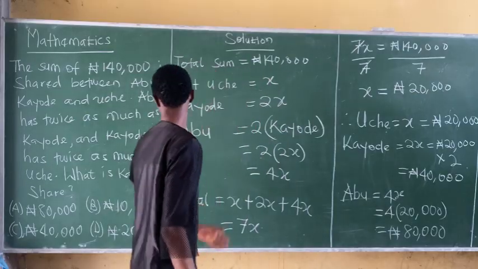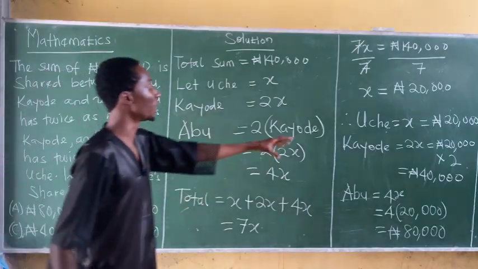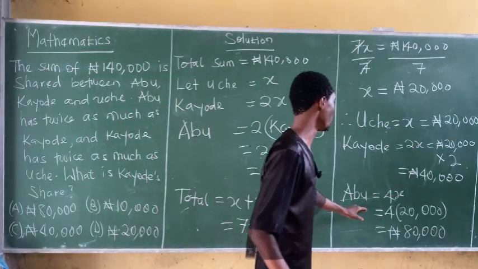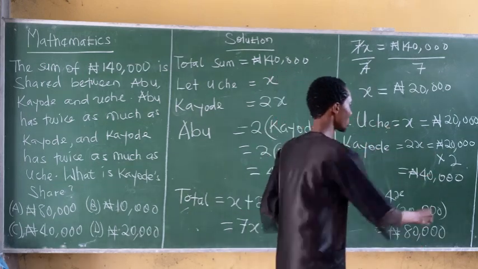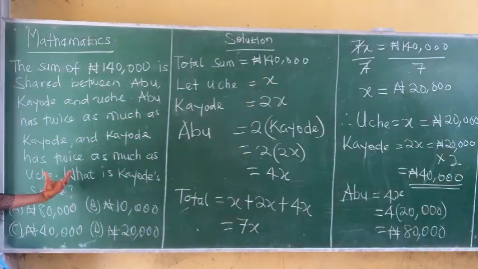Don't forget the question says what is Kayode's share. If you come here, we have Uche to be 20,000, Kayode to be 40,000, and Abu to be 80,000. Therefore, the total share for Kayode is what? 40,000. If you come to our options here, the correct option is option C, 40,000.